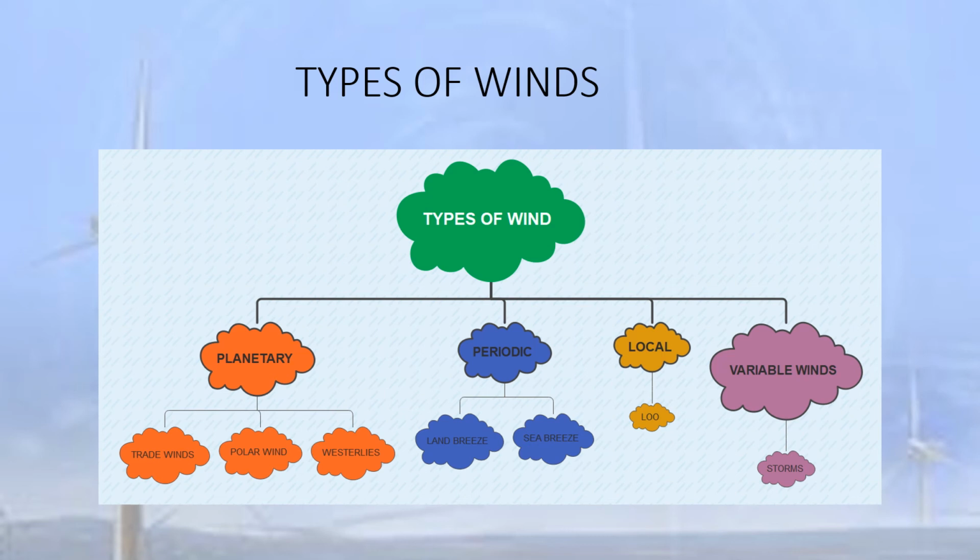Last one is variable winds. Some winds are not regular. They keep changing their direction and may be of short duration. Whirling masses of air often develop into storms around low pressure systems. These are strong winds that revolve around the center of the low pressure area and are accompanied by torrential rain and thunderstorms.